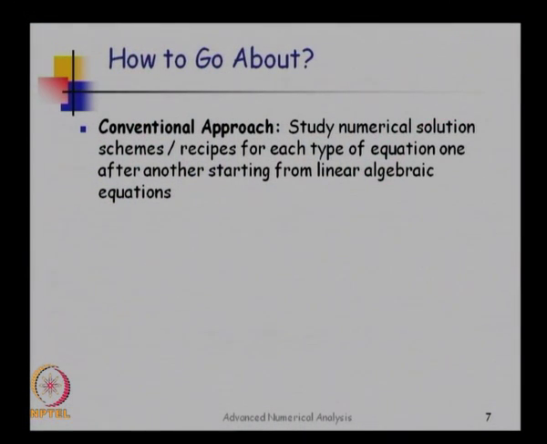Well, if you look at many of the approaches presented in textbooks written for engineers, a conventional approach is to study numerical recipes for each type of equation. That means you start by saying, well, I'm going to first look at linear algebraic equations and the tools for solving linear algebraic equations. Then we move on to nonlinear algebraic equations. Having studied linear and nonlinear algebraic equations, we look at ordinary differential equations.